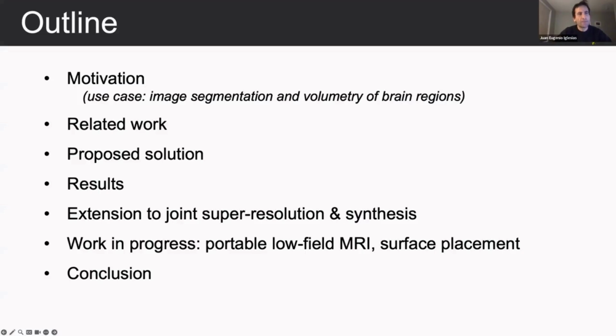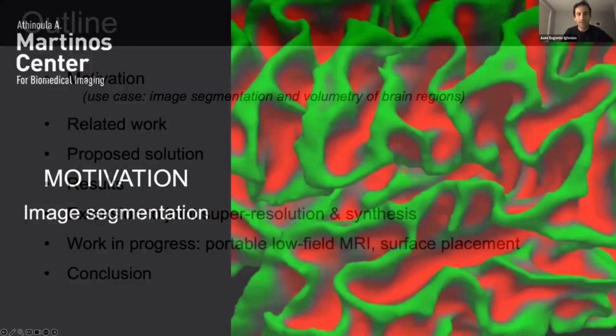So this is the outline of the talk. I'm going to start motivating this work from the perspective of image segmentation to measure the volume of brain regions. I'm going to talk a little bit about the related work because, of course, we're not the only people working on these problems. Then I'm going to go over the solution that our group has been working on for the past couple of years, show some results in segmentation, and then jump onto other domains, including super resolution, synthesis, surface placement, and analysis of portable low field MR. So let's jump into it.